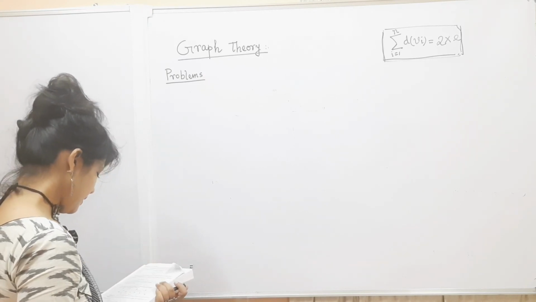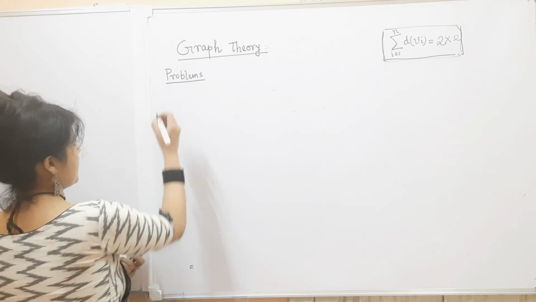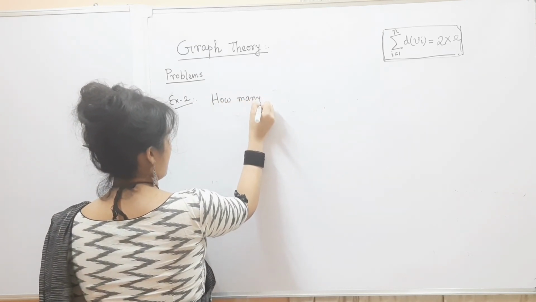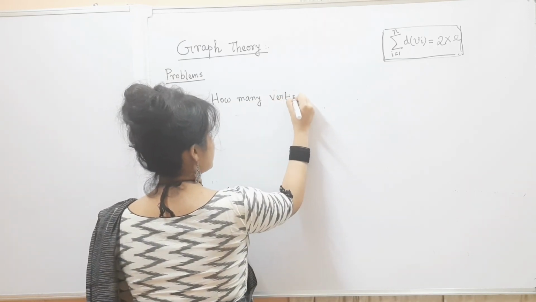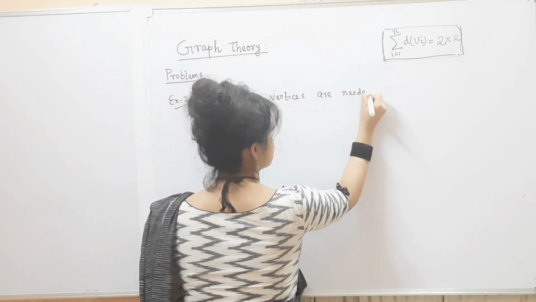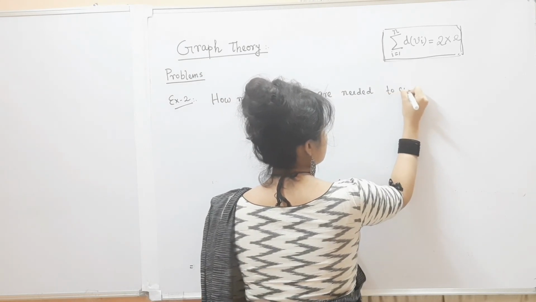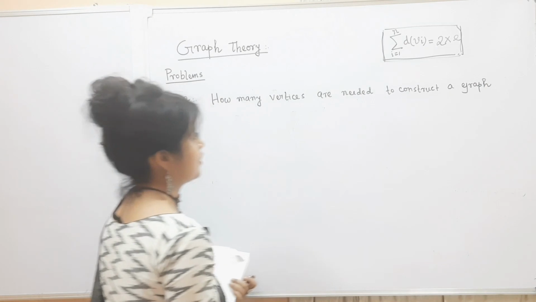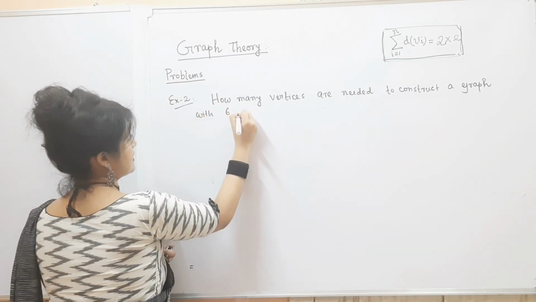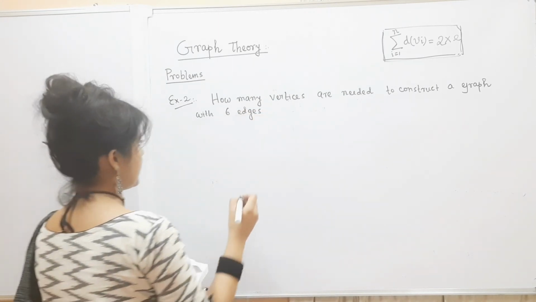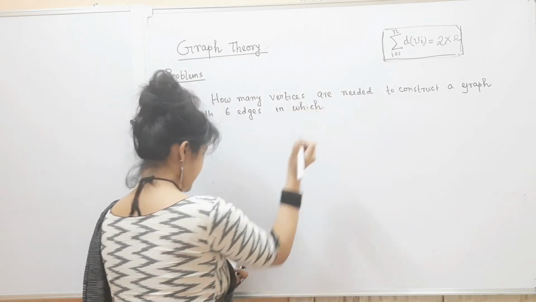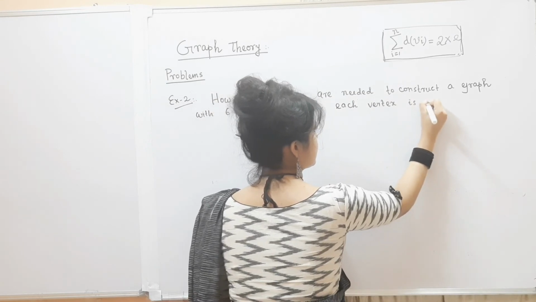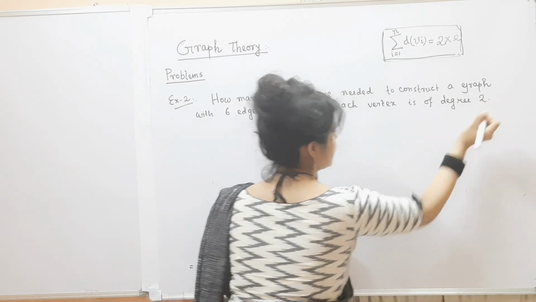Now, a similar problem, that is: how many vertices are needed to construct a graph with 6 edges in which each vertex is of degree 2? This is just a similar kind of problem.